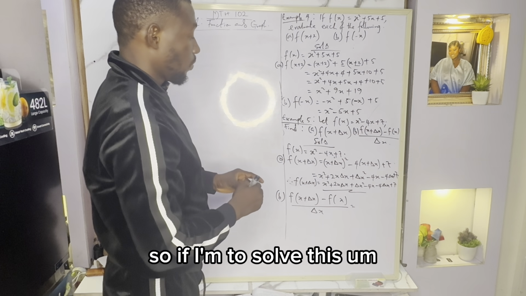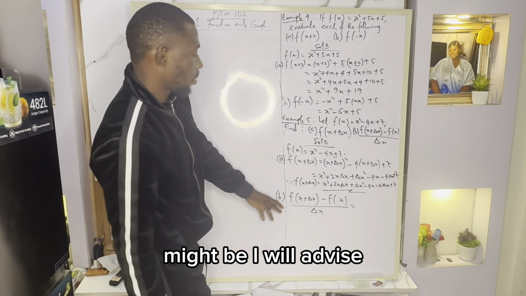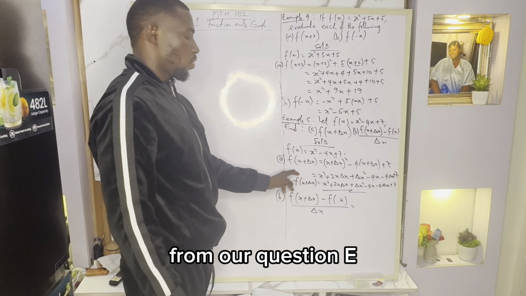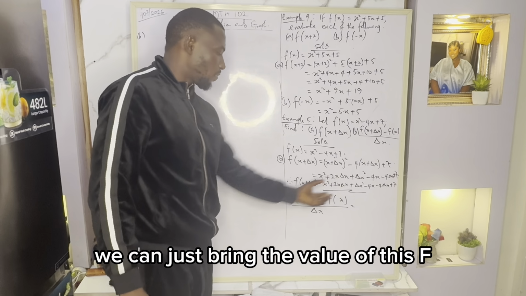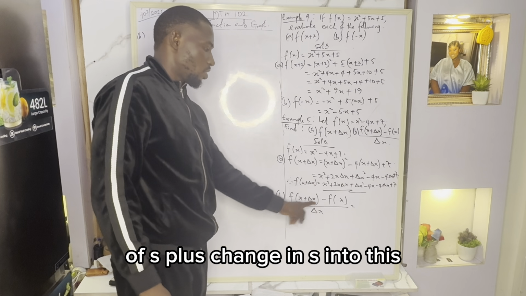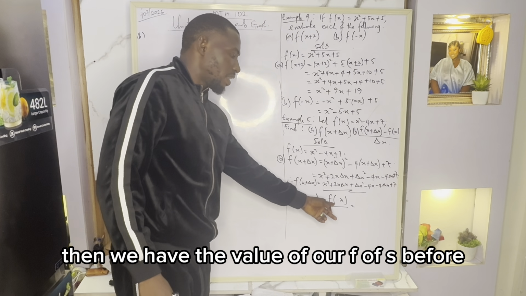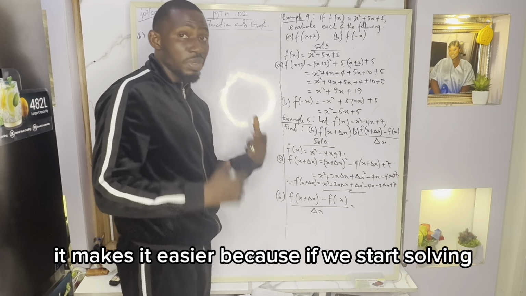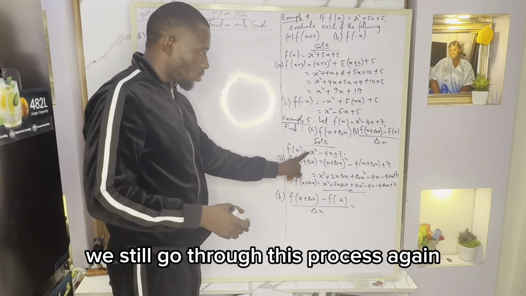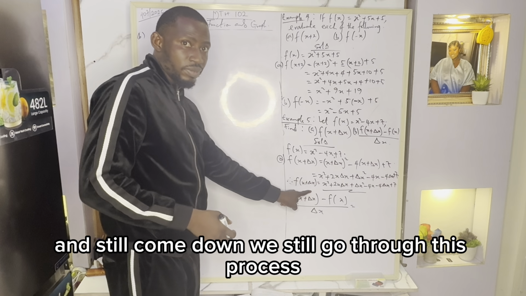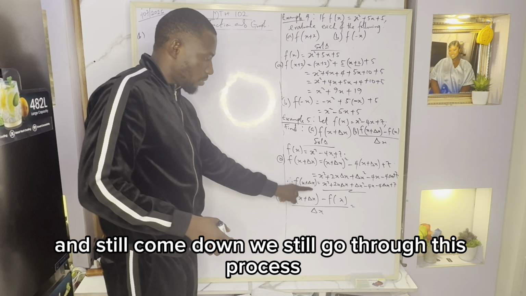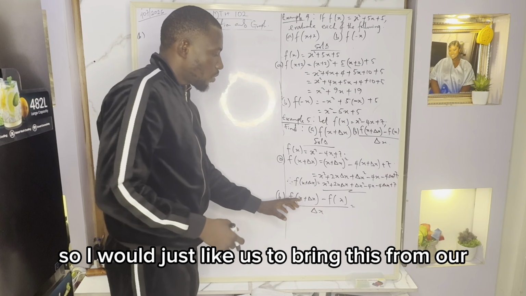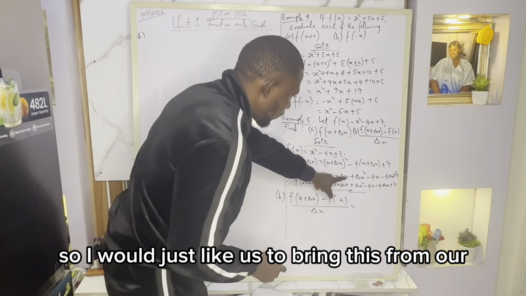If I'm to solve this B, since we have solved our f of x plus change in x before in question A, we can just bring the value of this f of x plus change in x into this. Then we have the value of f of x as the original question. We can just substitute it. It makes it easier because if we start solving, we still go through this process again to get this f of x plus change in x. So I would just like us to bring it from our value already.